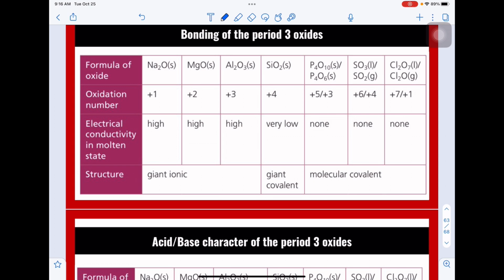Yes, it is memorizing, but there's a way to make it easy. It's not just memorizing. If you look at the oxidation numbers, they increase by 1 from Na all the way to chlorine. Yes, for the non-metals here, from phosphorus to chlorine, there are 2 numbers, right? There are 2 oxidation states. And yes, you need to remember that.